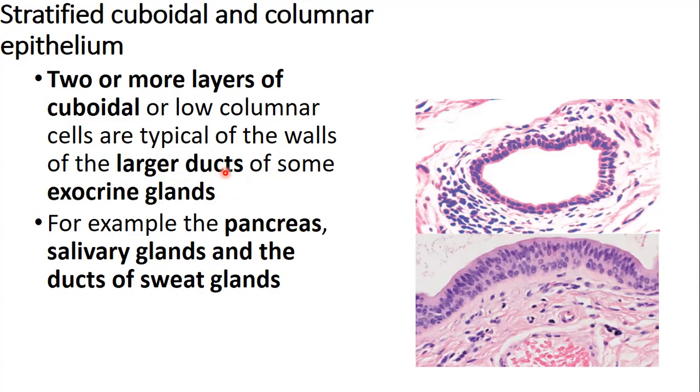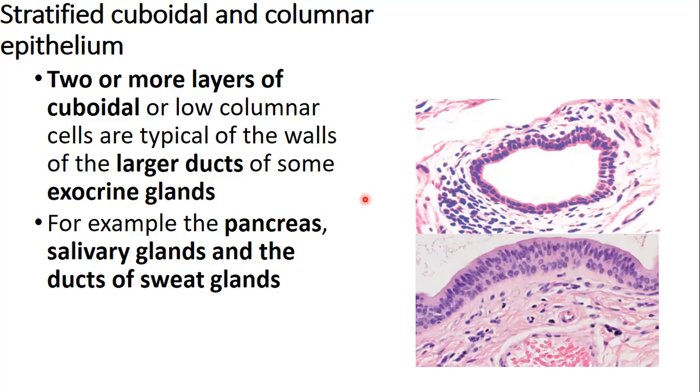Where else can we find stratified columnar epithelium? Stratified columnar epithelium is found in the secretory part of the glands. So glands have two parts. The exocrine glands, to be specific, have two parts: the duct and the secretory part, where the product is made from. So the cells that are actively forming, for example, sweat, tears, saliva, pancreatic juice, the cells that are forming those substances I've mentioned are columnar cells. So they are found in the secretory part or unit of the gland.